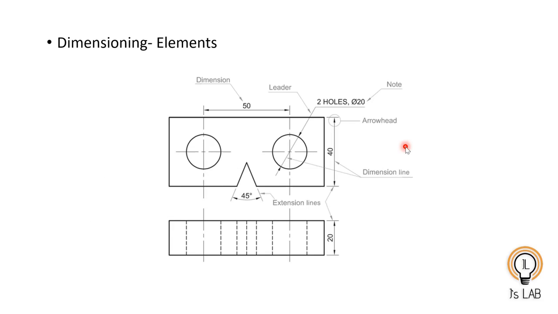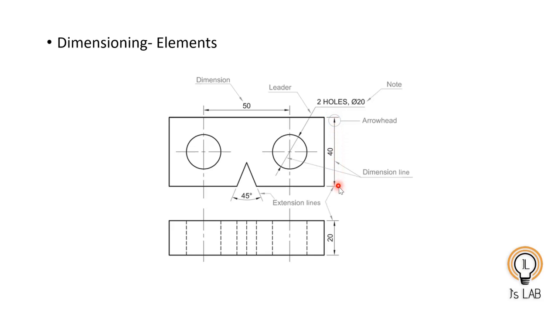Next, what are the elements in dimensions? Here you can see this 50 is the dimension, and this one is the leader line that we have already seen, and this is the note. That means about the hole, it is given that 2 holes are there with diameter 20 mm. That is a note. Then this is the arrowhead. All these things we have discussed, and this is the dimension line.